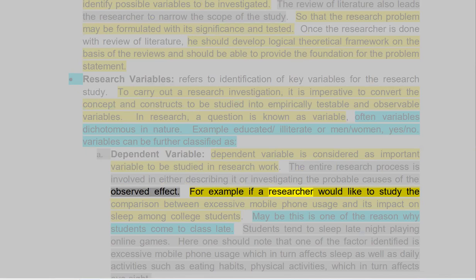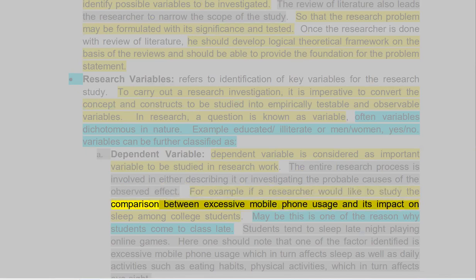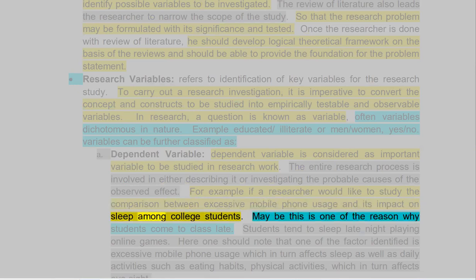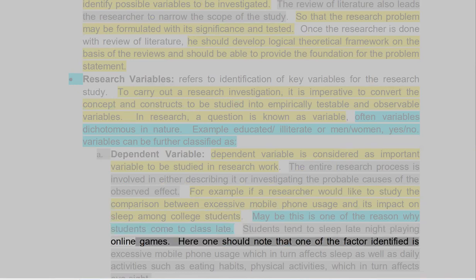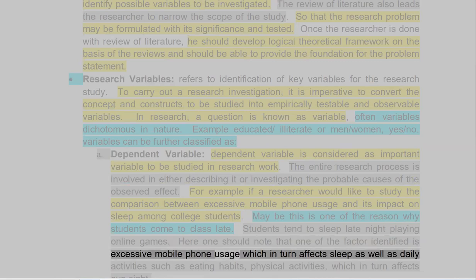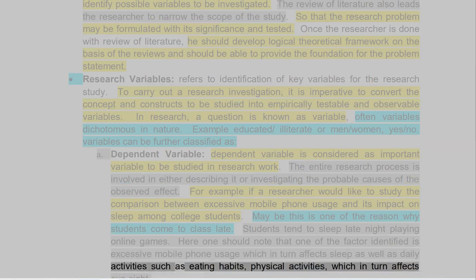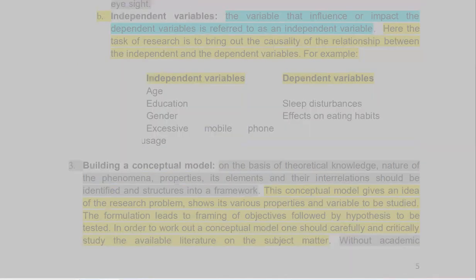For example, if a researcher would like to study the comparison between excessive mobile phone usage and its impact on sleep among college students, maybe this is one of the reasons why students come to class late. Students tend to sleep late at night playing online games. Here one should note that one of the factors identified is excessive mobile phone usage, which in turn affects sleep as well as daily activities such as eating habits and physical activities, which in turn affects eyesight.